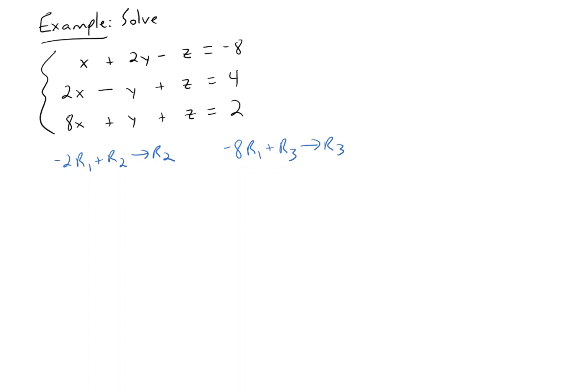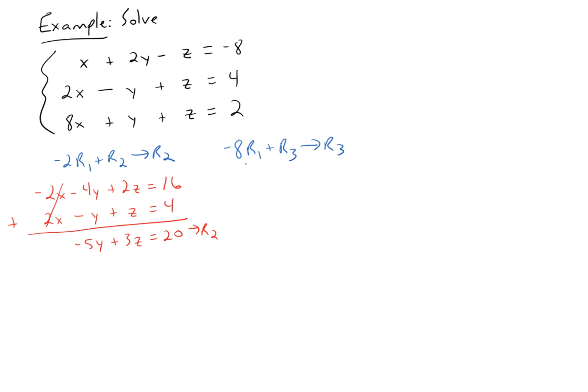So let's write this out. Negative 2 row 1 is negative 2x minus 4y plus 2z equals positive 16, plus row 2 is positive 2x minus y plus z equals 4. My x's cancel. I get negative 5y plus 3z equals 20. So that's my new row 2.